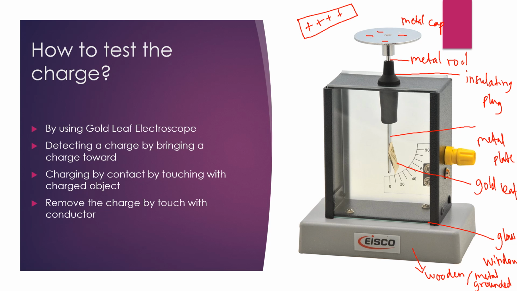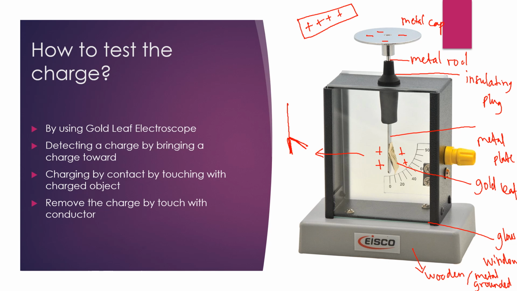Then what is the effect? The base or the metal plate below will have fewer electrons because the electrons have already gone to the metal cap, leaving positive charge at the bottom. Because they have the same charge, the leaf will deflect or open. There will be a force that separates these two metal parts. If you don't touch the charged object with the metal cap, it's open, but after you remove it away, the leaf will return to the initial position again.